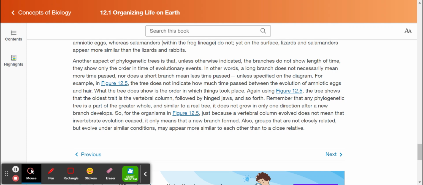Again, using Figure 12.5, the tree shows that the oldest trait is the vertebral column, followed by hinged jaws, and so forth. Remember that any phylogenetic tree is a part of the greater whole, and similar to a real tree, it does not grow in only one direction after a new branch develops. So, for the organisms in Figure 12.5, just because a vertebral column evolved does not mean that invertebrate evolution ceased. It only means that a new branch formed. Also, groups that are not closely related but evolve under similar conditions may appear more similar to each other than to a close relative.